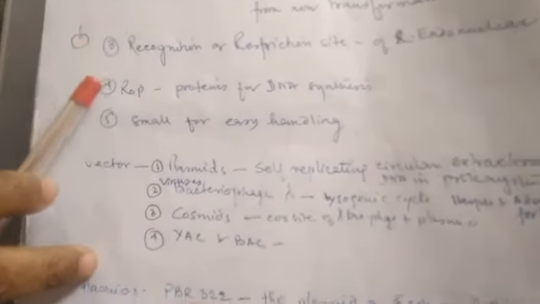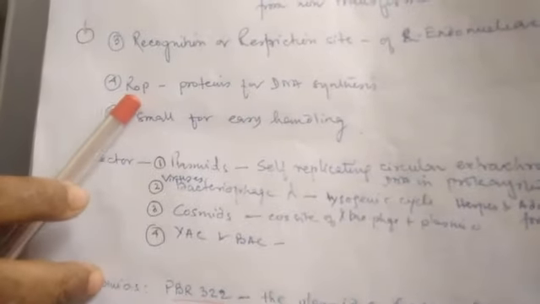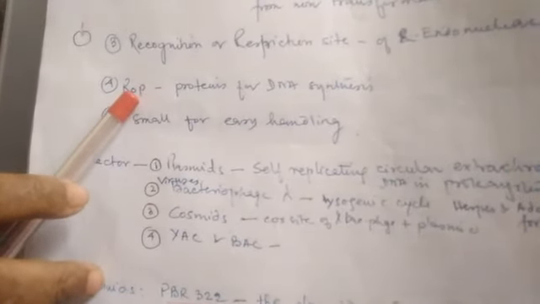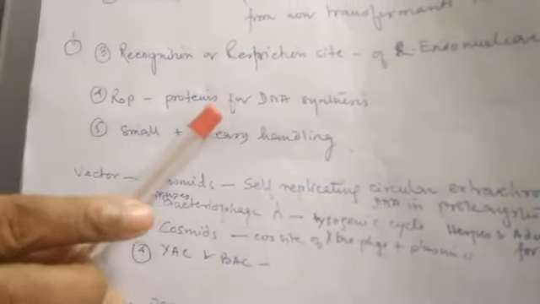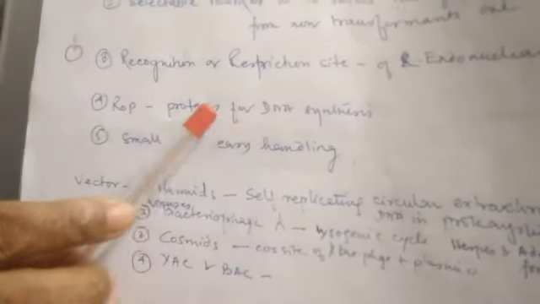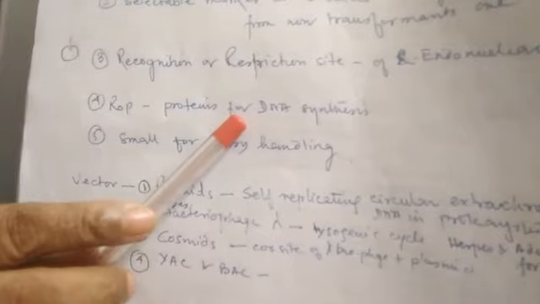So this is another point. Another point is the ROP. This gene should be there. This ROP is mainly the proteins which are needed for DNA replication. Now we want our plasmid or the vector to be replicated because it contains our gene of interest. The more it replicates, the more our gene of interest will be replicated.